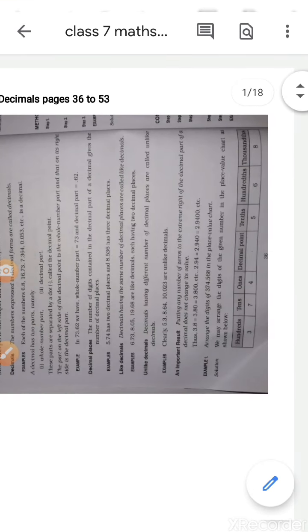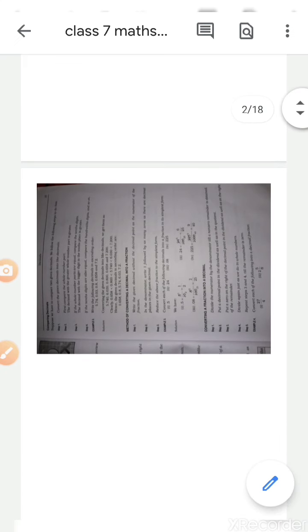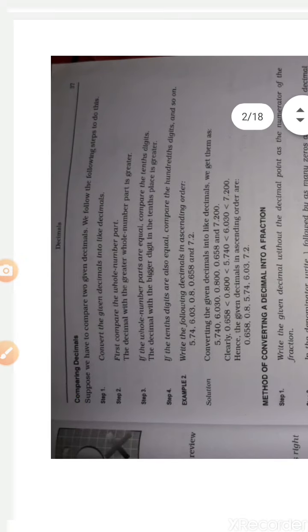Now let's move to the next page. In this section we are going to compare two or more decimal numbers, or decimals, also you can call them. Let's start.